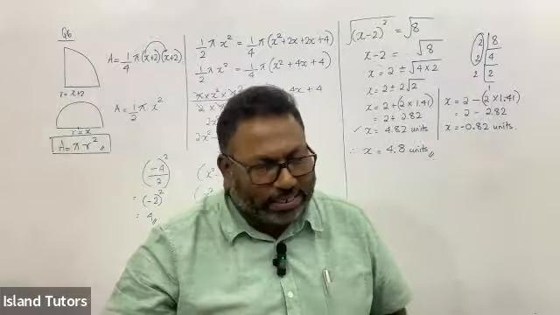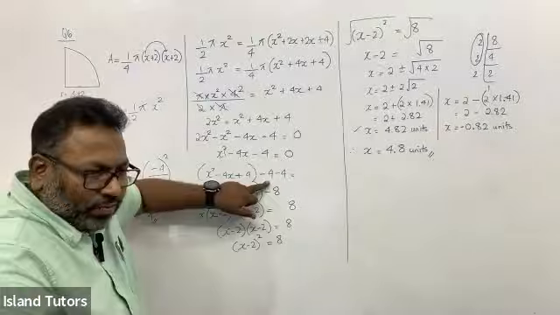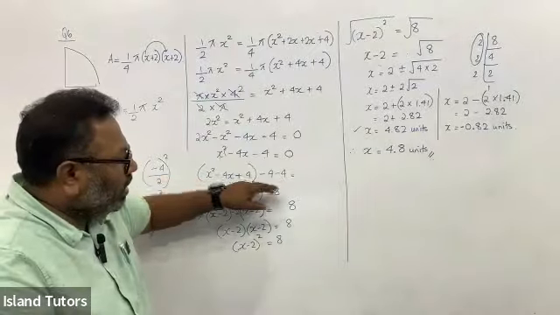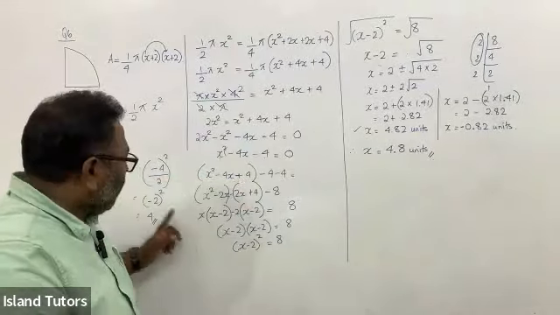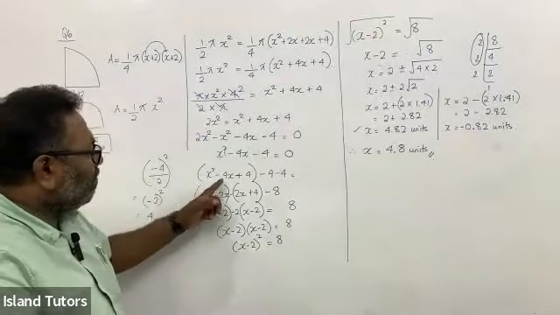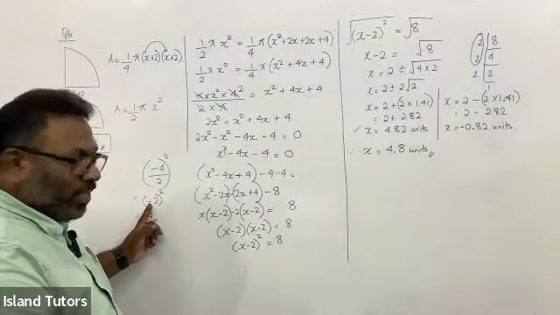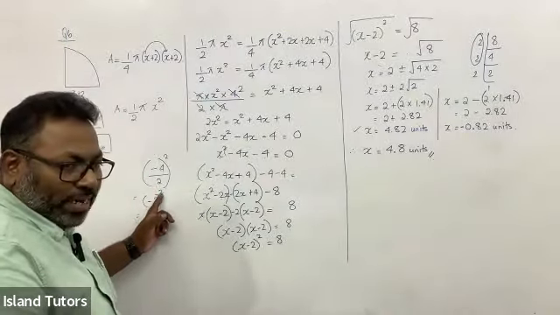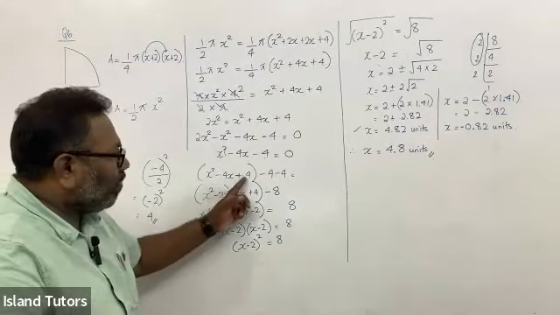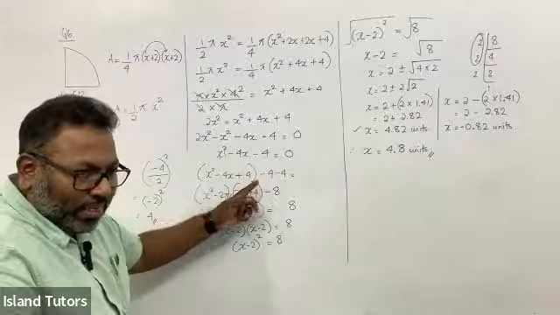How did you get the minus 8? Here, minus 4, minus 4. Because this plus 4 is how you, when you square the middle term, minus 4 divided by 2 will give you minus 2. Minus 2 into minus 2 is plus 4. So we're putting the plus 4 here. This minus 4 comes here.